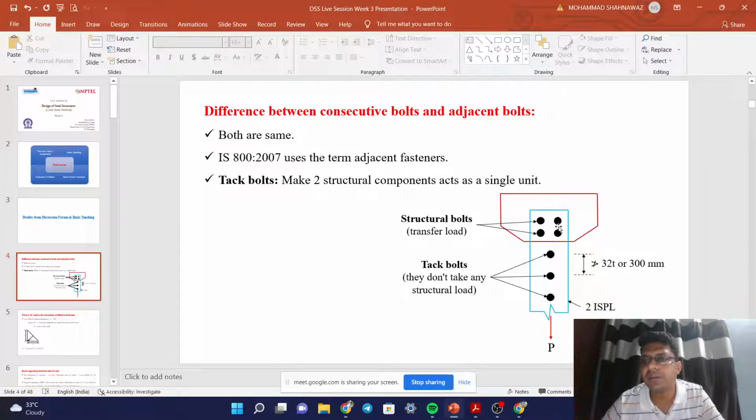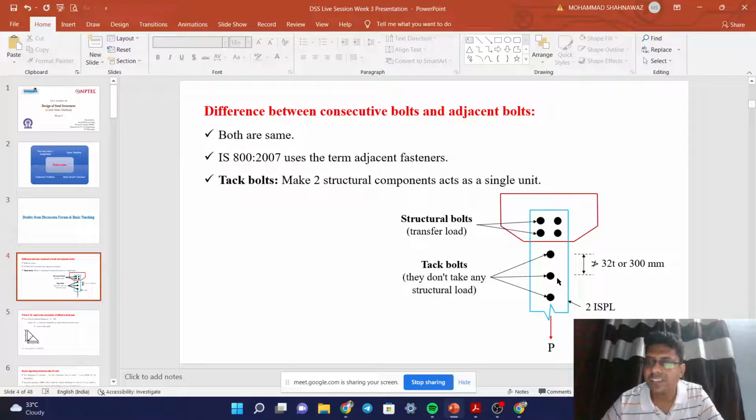Whatever provisions sir has told for tension and compression, that is, should not be greater than 16t or should not be greater than 12t, these are related to structural bolts. But there was another provision, that it should not be greater than 32t. This is used for the case of tack bolts. So these are the tack bolts. What are tack bolts?